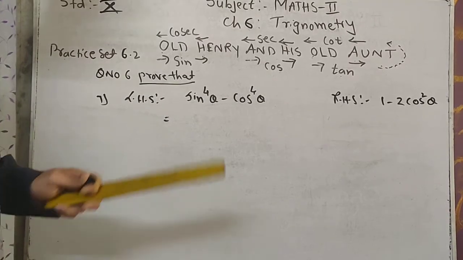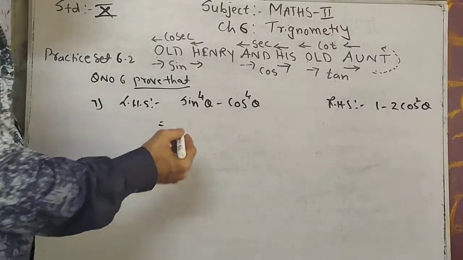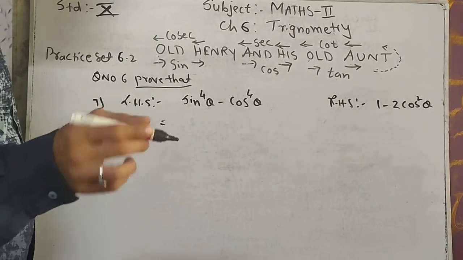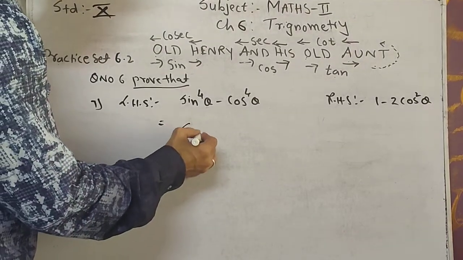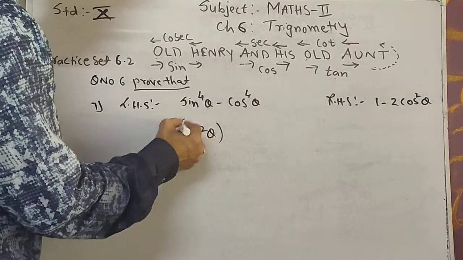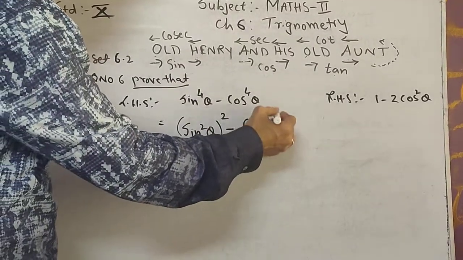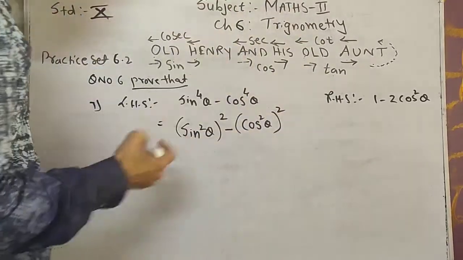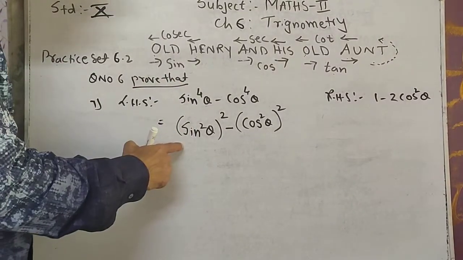So now how to solve this sum? It is very easy. You have to bring it in the form of a square minus b square, meaning sin square theta the whole square minus cos square theta the whole square.